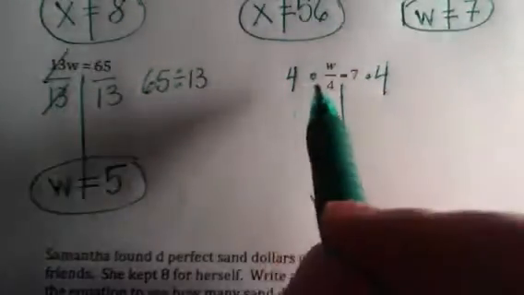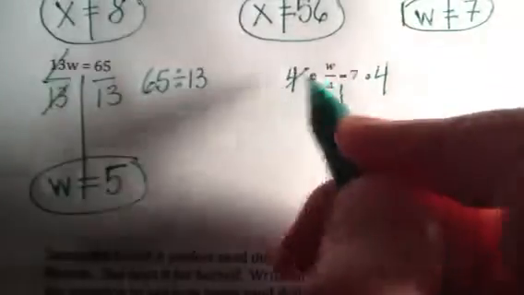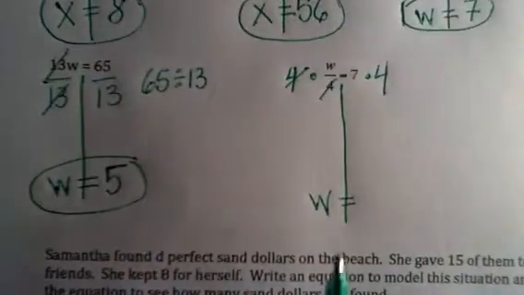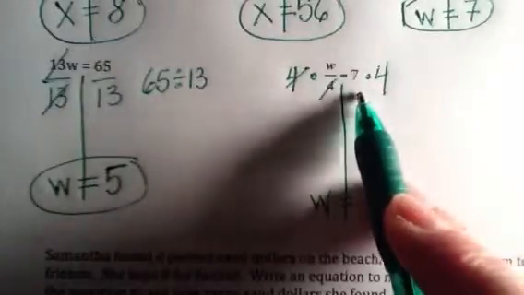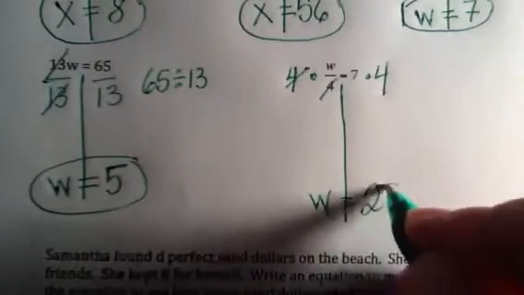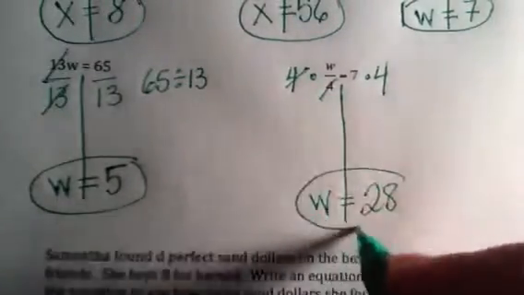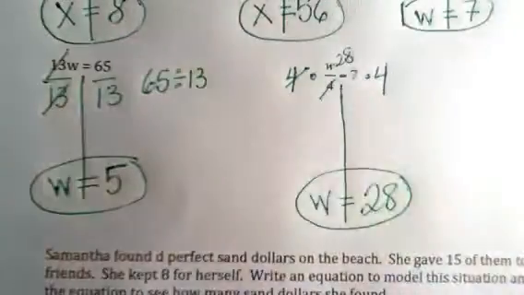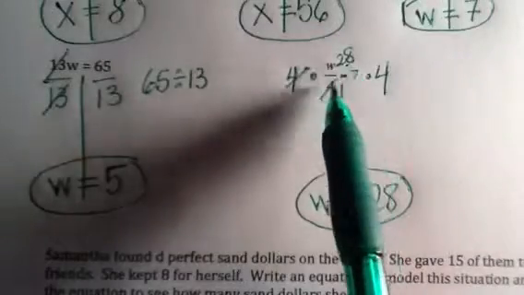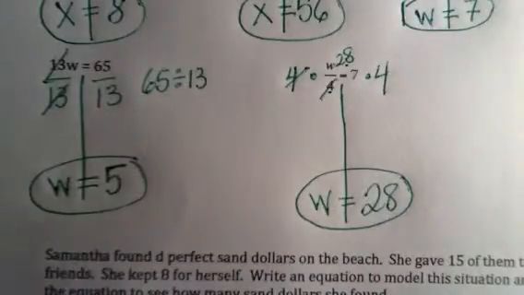On the left-hand side, dividing by 4 and multiplying by 4 cancel each other out. And we're left with just a W, which is exactly what we want. And on the right-hand side, 7 times 4 is 28. That's the answer. We could test it. We could put the 28 in place of the variable and just try it. 28 divided by 4 really does equal 7.